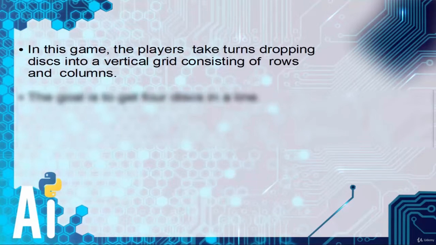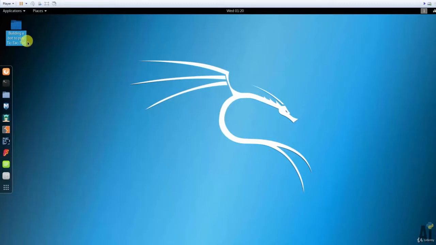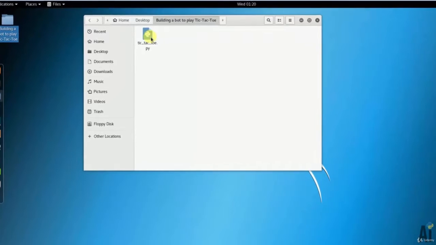In this game the players take turns dropping a disk into a vertical grid consisting of rows and columns. We'll see 3x3. The goal is to get 3 disks in a line. I hope you have heard about this game. Many call it the XOXO game. First, let us see the output, that is, how well it plays.